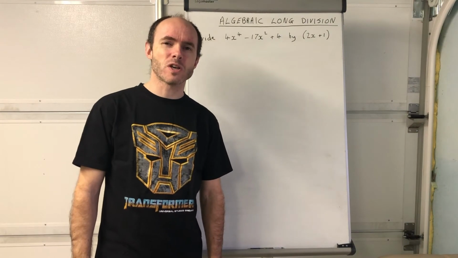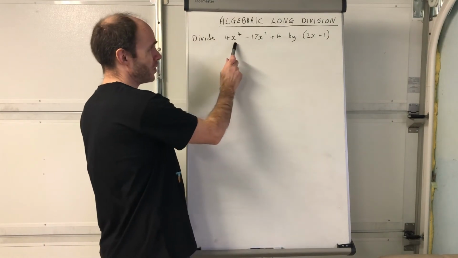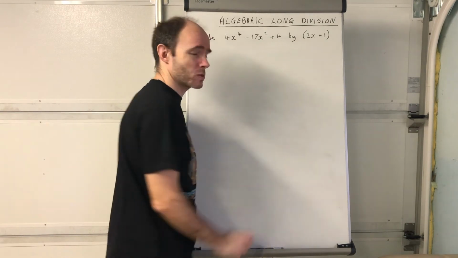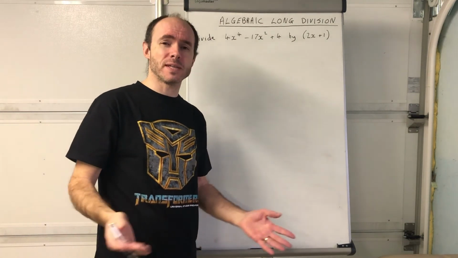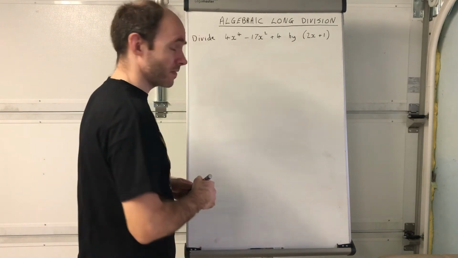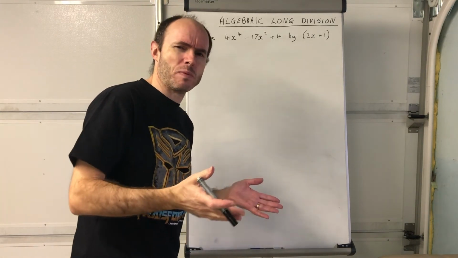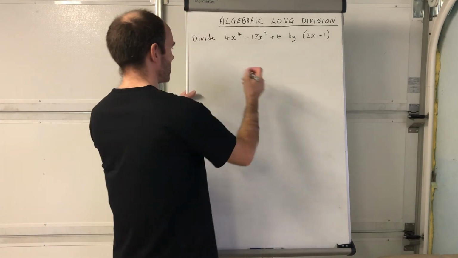Okay, so look at this example then. We need to divide 4x to the 4, subtract 17x squared plus 4 by 2x plus 1. Maybe pause the video and see how you get on. If you've not seen this type of example before, I'd bet you got into a bit of a mess. Let's have a look to see why that is.